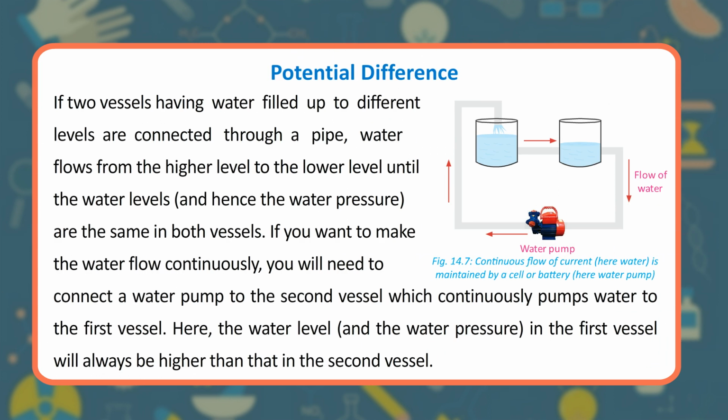Potential difference. If two vessels having water filled up to different levels are connected through a pipe, water flows from the higher level to the lower level until the water levels, and hence the water pressure, are the same in both vessels. If you want to make the water flow continuously, you will need to connect a water pump to the second vessel which continuously pumps water to the first vessel. Here, the water level and the water pressure in the first vessel will always be higher than that in the second vessel. Flow of water. Water pump.